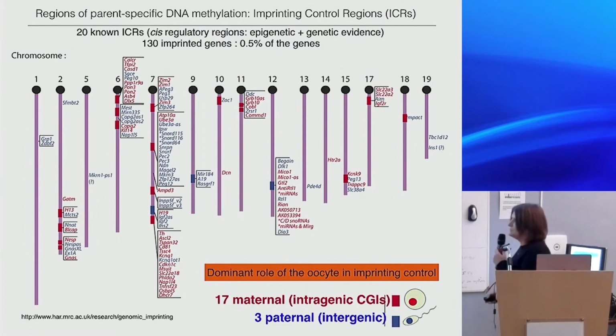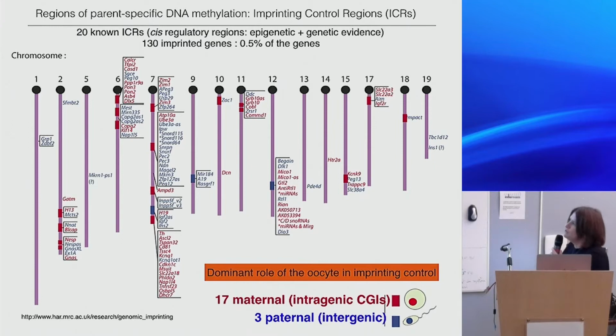So how many of these regions are known? In the mouse genome here, that's roughly the same number as in the human genome, there are 20 known imprinted control regions. So that's a very small set of sequences. They control around 130 genes, which are referred to as imprinted genes. And you can see it's less than 1% of the entire set of mammalian genes. So that's really a minority.